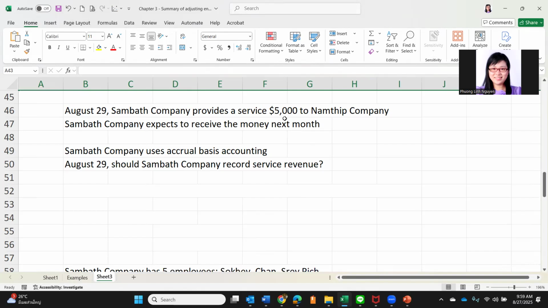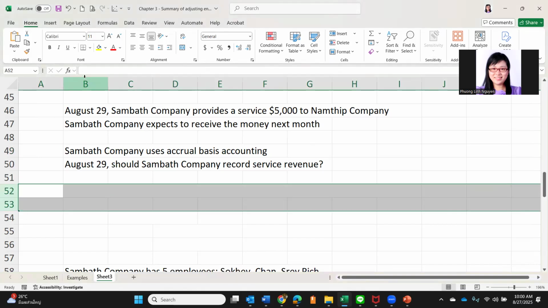$5,000 is going to receive next month. And Sambat used accrual basis accounting. So on August 29, should Sambat record the service revenue? The answer is yes. Sambat should recognize the service revenue because according to accrual basis accounting, if the company already performed the service to the customer, even though they haven't got the money yet, we still have to record the revenues. We have to recognize the service revenues.